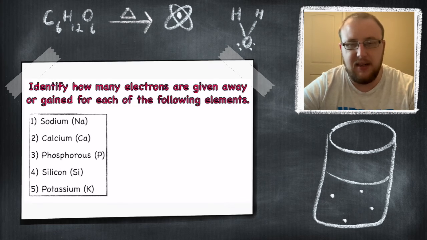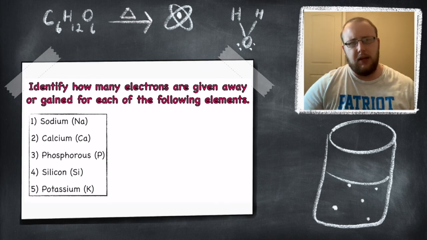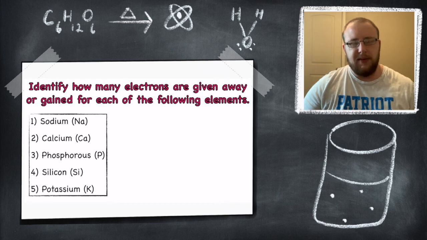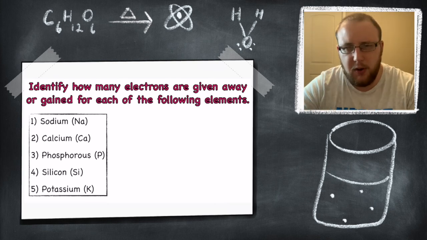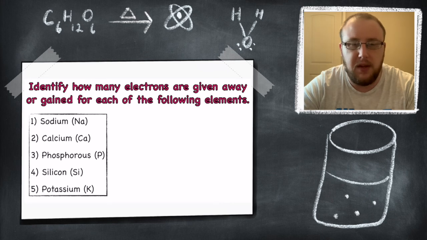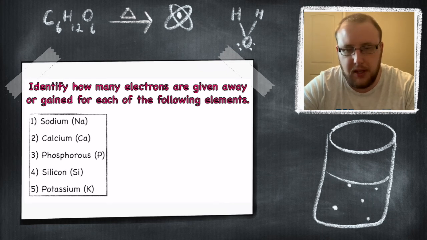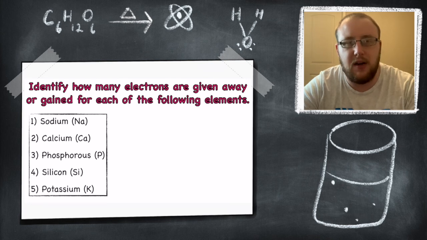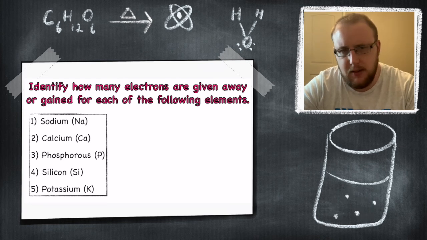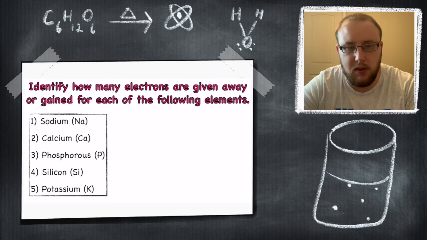The next thing is we need to identify how many electrons are given or gained for each of the following elements. So basically what I'm saying here is how many valence electrons do we have for each of these? Remember, a valence electron is either going to be given or gained. So this is where our pluses and minuses come in. If it is a plus, we're wanting to give it away. It's easier for them to get rid of those electrons than to take on more. If it's a minus, then that means they're going to take more electrons on.